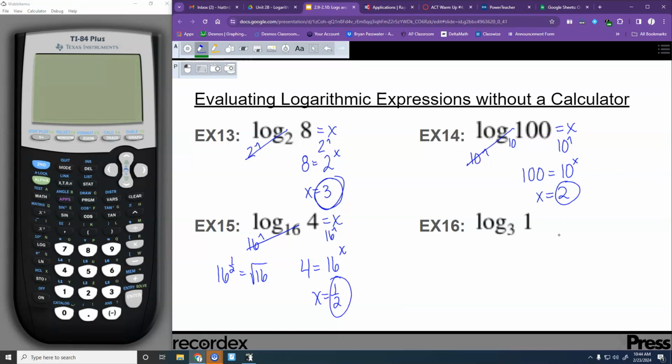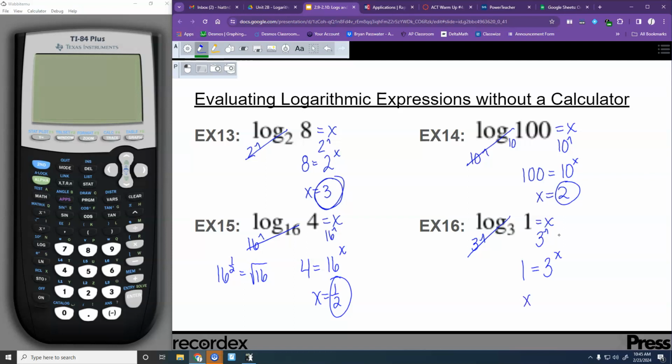All right. Then, for this one, I'm going to put it equals x over here. To get rid of a log with a base 3, I do 3 to the power over here. I do 3 to the power over here. So I'll get 1 equals 3 to the x power.